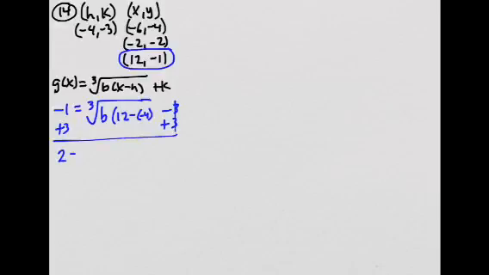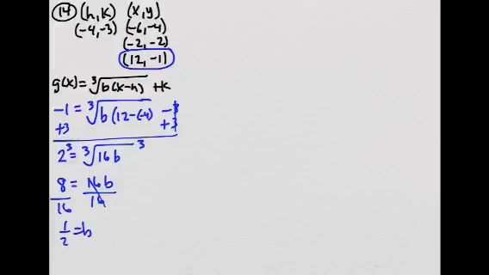And so I get 2 equals the cube root of 16b. Okay, so 16 is not a perfect cube, so I'm going to cube both sides. So I'm going to cube here and cube here. So that gives you 8 equals 16b. Divide by 16. So 8 over 16 is 1/2, and that's your b value. So you're going to write g of x equals the cube root of 1/2 times the quantity x plus 4, minus 3.